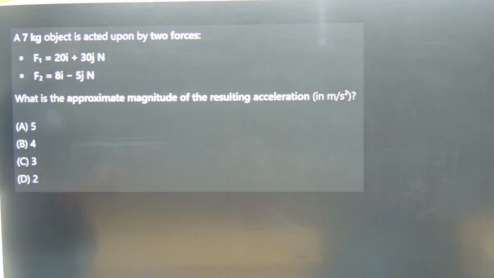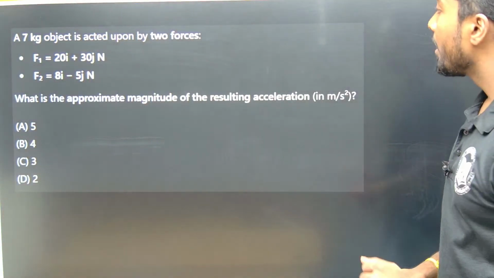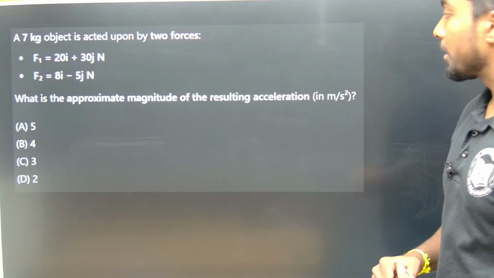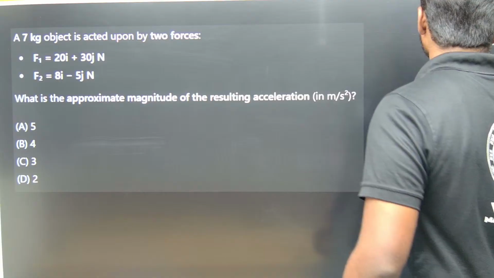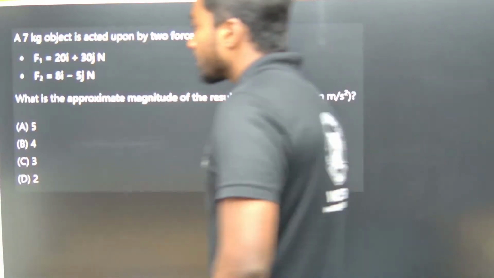Okay. So a 7 kg object is acted upon by two forces, one is F1 and one is F2. What is the approximate magnitude of the resulting acceleration in meter per second square? So first let me calculate F1 plus F2.